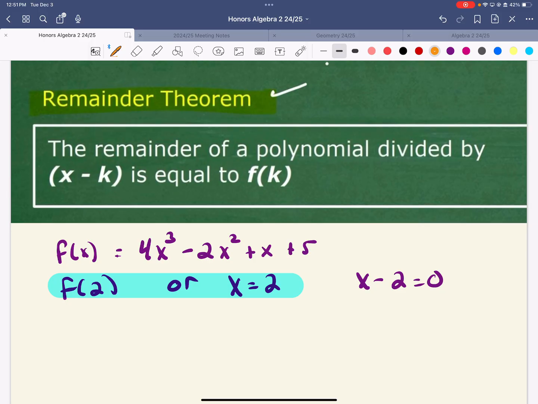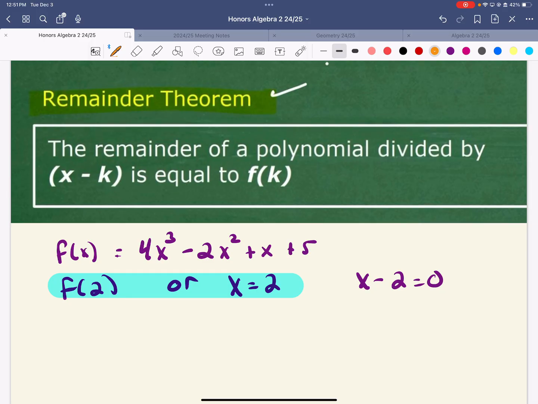So if we take this same question, 4x cubed minus 2x squared plus x plus 5, and we want to find f of 2. Now, a couple things to keep in mind. When you're finding f of 2, that's the same exact thing as saying x is equal to 2. These things say the same thing. It also says the same thing that our factor would be x minus 2 equal to 0 if the remainder was 0. We'll talk about that in a minute.